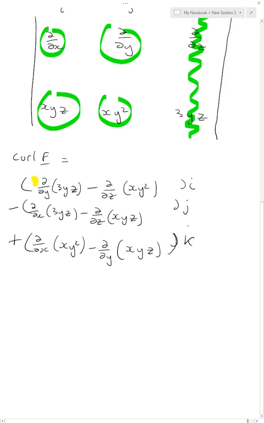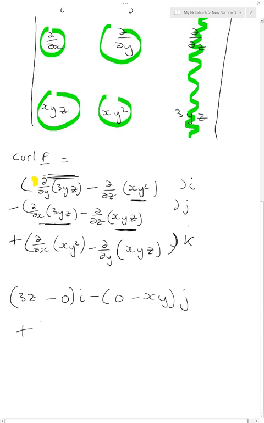Okay, so now we can do the partial differentiation and see what we're left with. If I look at this first term here, if I do partial differentiation on 3yz with respect to y, I get 3z, minus the partial derivative of this with respect to z. Well, there's no z in here, so that would be 0. And then minus, mustn't forget the minus in my coefficient of the j's. Differentiate this with respect to x, I get 0. Differentiate this with respect to z, and I get minus xy.